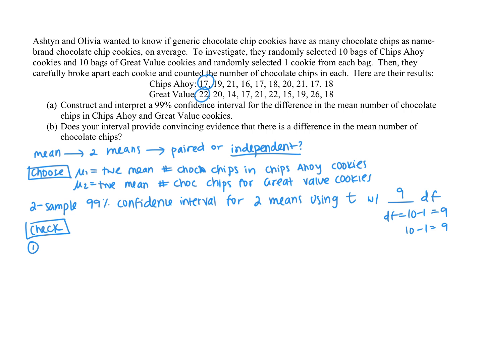They also need to be independent. Is there reason to believe that choosing the cookies out of the Chips Ahoy bag had any effect on the Great Value cookies? They're independent then. So we are going to say the samples are independent and random, as stated.